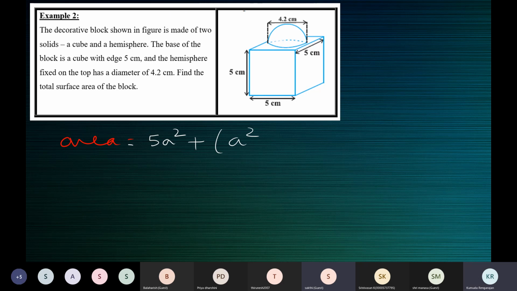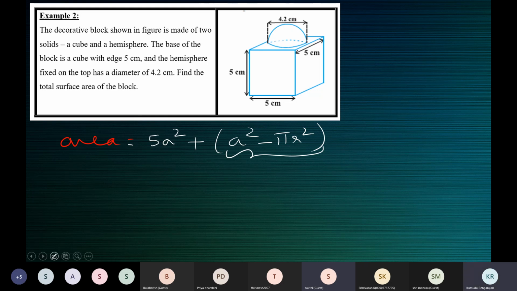Which part of a square is not there? Pi r square. Why? Because when you invert the hemisphere, that circle sits on the square. So that circular portion is taken away. So in a square, this area is not available. On the top face a square, pi r square is not available. So this is the area remaining on the 6th face.